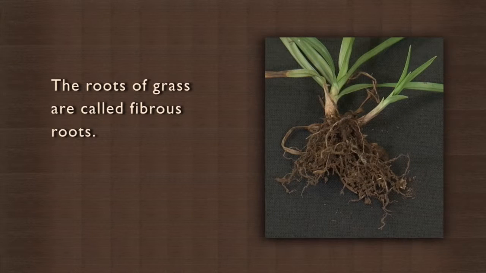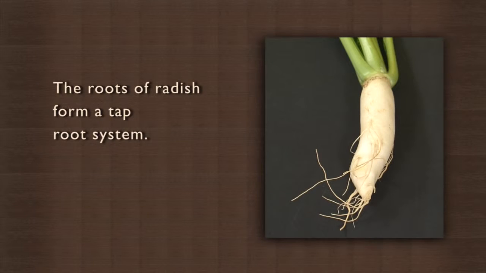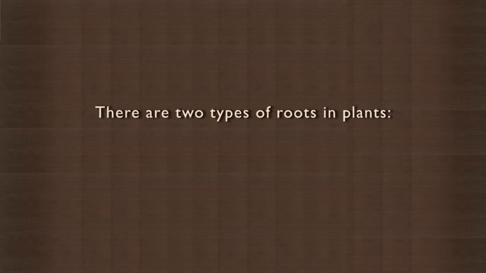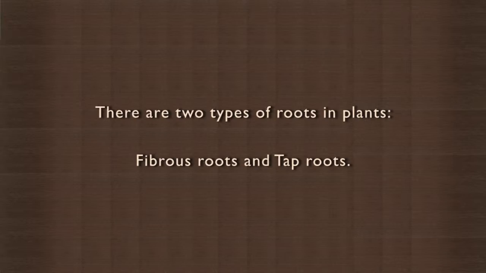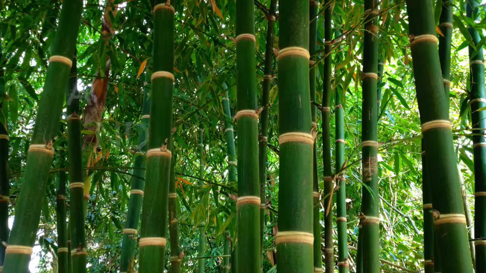The roots of grass are called fibrous roots. Don't they look like fibers? The roots of radish form a taproot system. There are two types of roots in plants, fibrous roots and taproots. Carrots are a type of root. Can you say which kind?